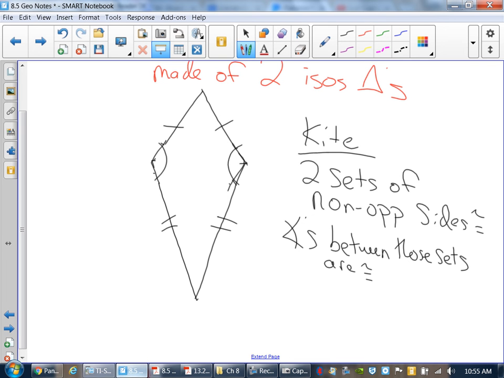Yes, ma'am. So, we're almost done with this one. So you've got your two sets of non-opposite sides that are congruent. You've got your angle between those two sets of sides congruent.